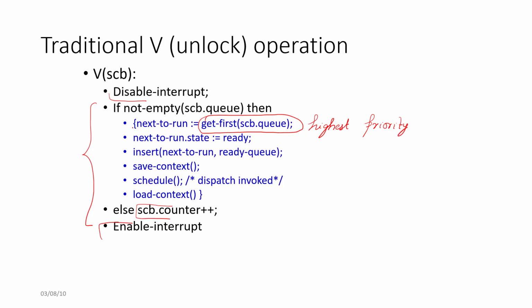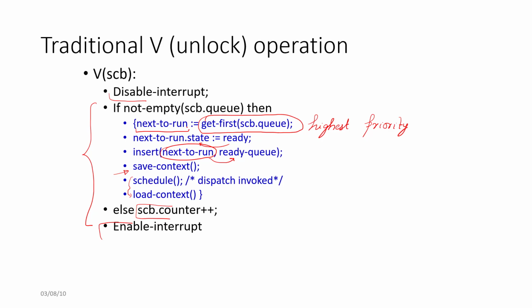All right. So this task is called next to run. We set its state to ready and we insert the task next to run into the ready queue, which means it needs to be executed next. And then of course we save the context of the current task. We do the scheduling and we load the context of the task which is next to run. So this is a very traditional implementation of a scheduler in an operating system.